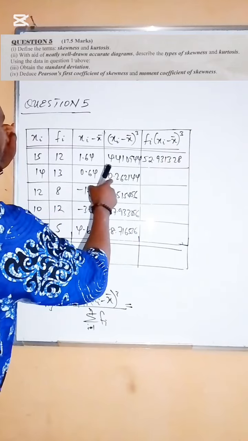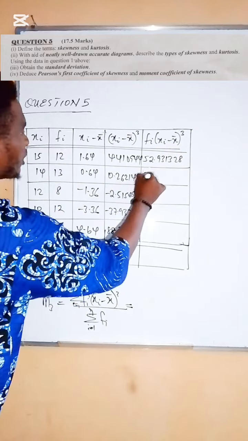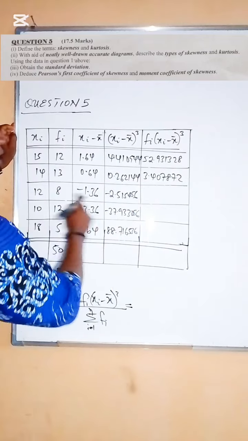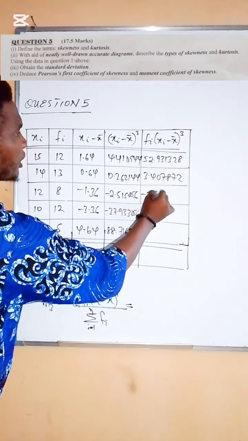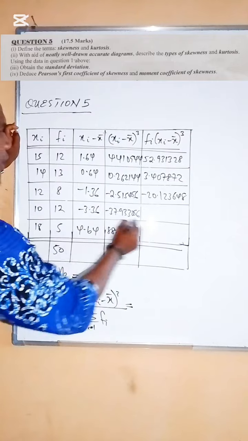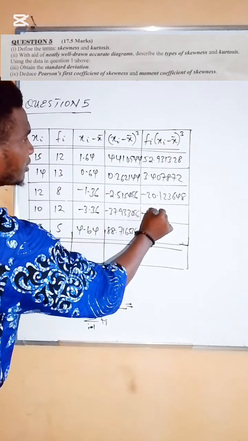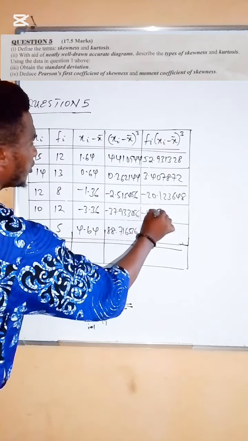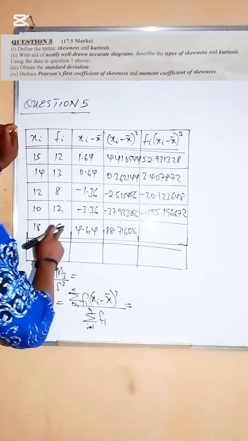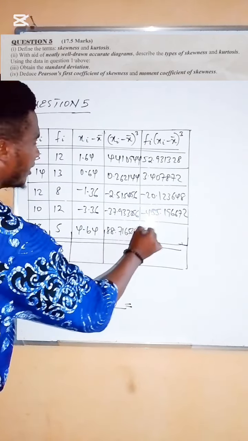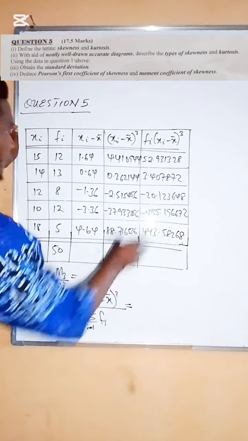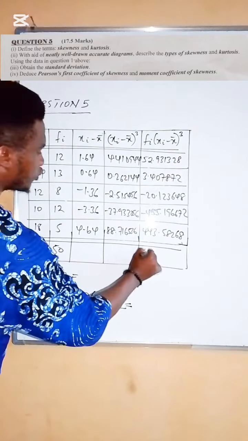Now multiply each of them by the frequencies, and that will give you for this 52.931328. The next one, when multiplying the frequency, will give you 3.407872. When you multiply this by this, you're going to get minus 20.123648. When you multiply this by this, you're going to get minus 455.196672. And when you multiply this by this, you're going to get finally 443.58268.